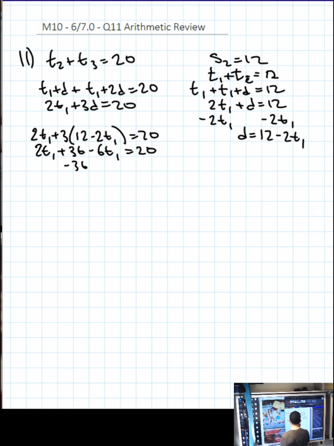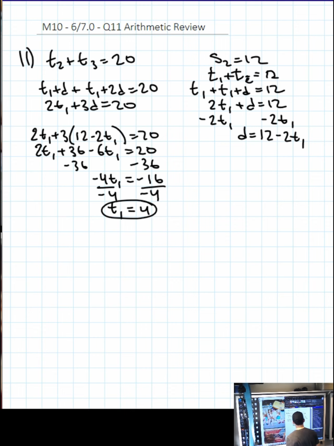Minus 36 from both sides. On the right-hand side, 20 minus 36 is negative 16. 2T1 minus 6T1 is negative 4T1. Divide both sides by negative 4, and therefore T1 equals 4.